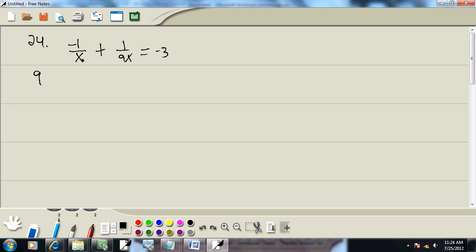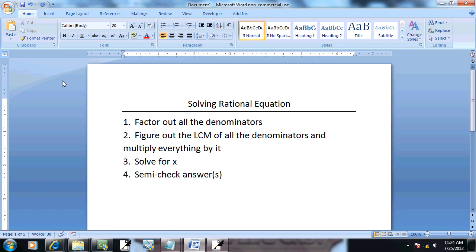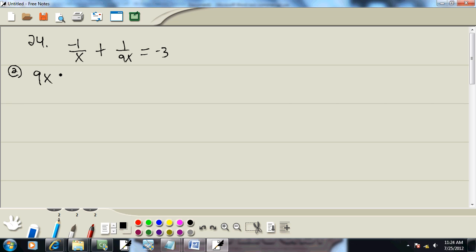Now for the x's, and these are single x's, I'm looking for the greatest number of single x's in any single denominator. There's one here and there's one here. So our greatest number of single x's in any single denominator is 1, and so our LCM is 9x. What was that, step 2? Yeah. So we're going to multiply everything by 9x.